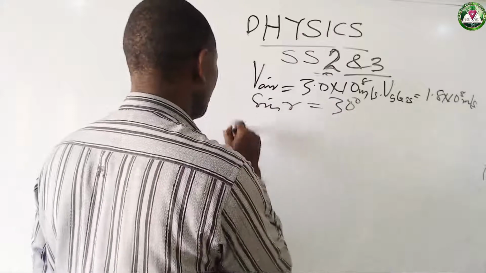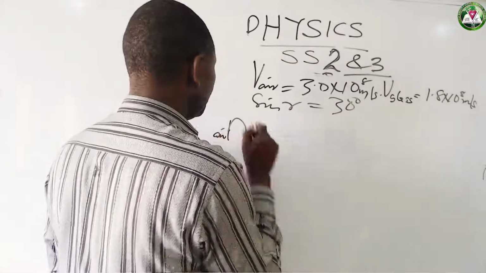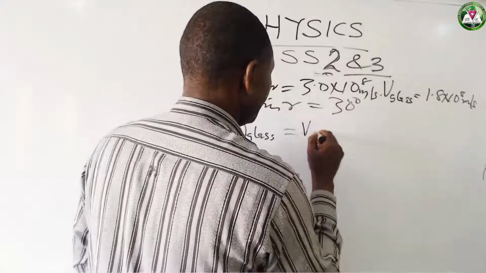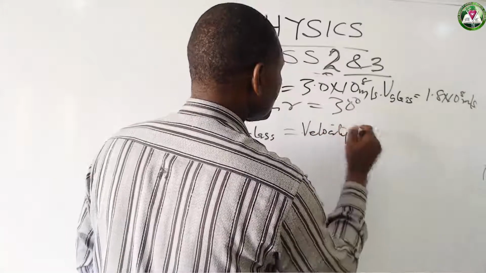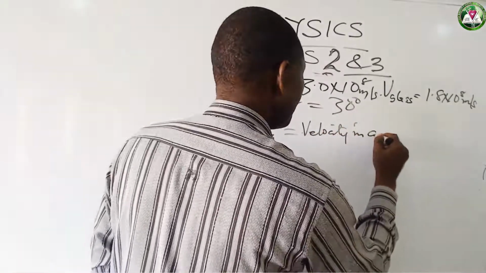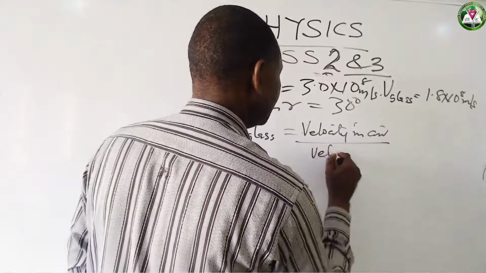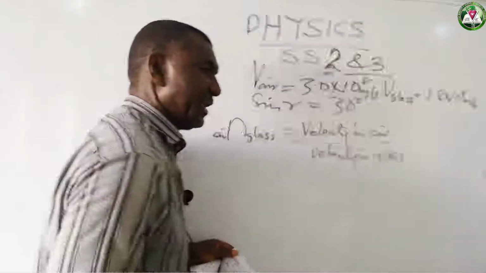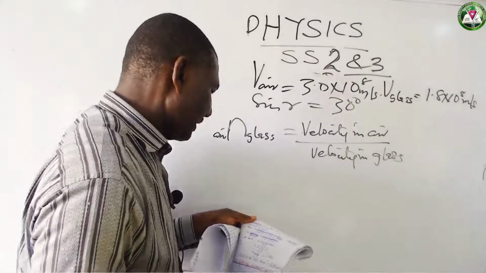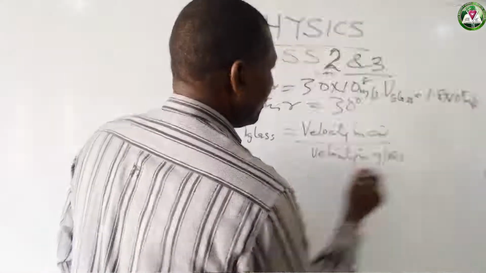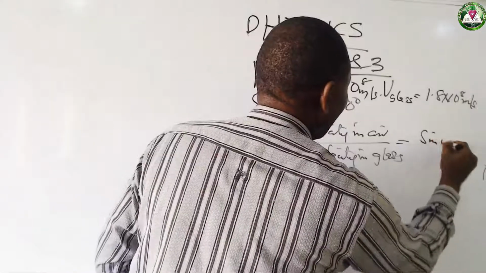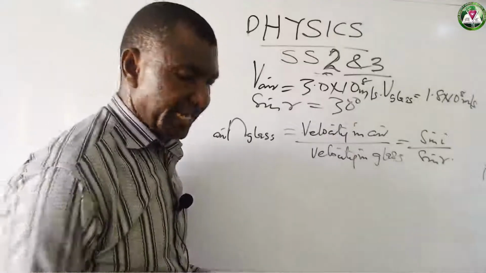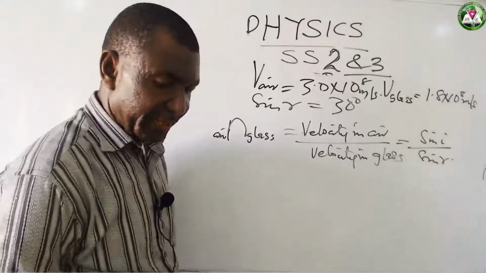So using the equation, your n, which is air to glass, is equal to velocity in air all over velocity in glass. So this is equal to what? Sine i all over sine r. That's all. Sine i all over sine r.